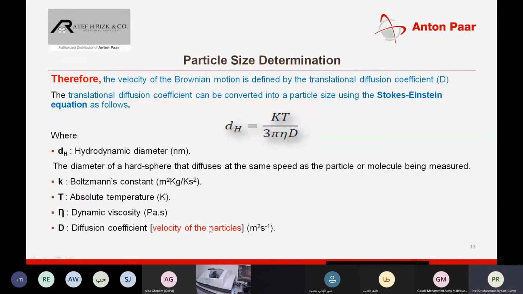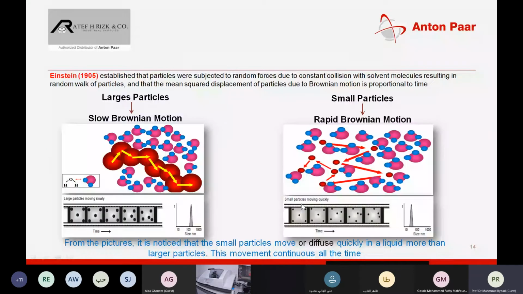From the picture, we can see that a large particle means slow Brownian motion and a small particle means rapid Brownian motion. So small particles move or diffuse in liquid more quickly than large particles. This movement continues at all times.